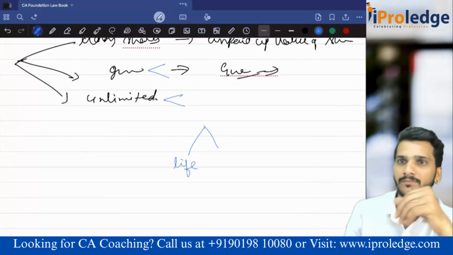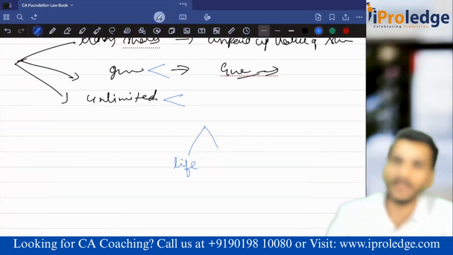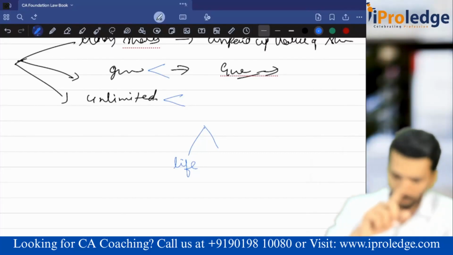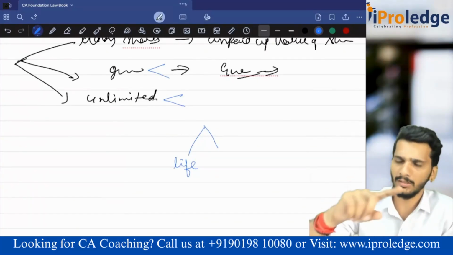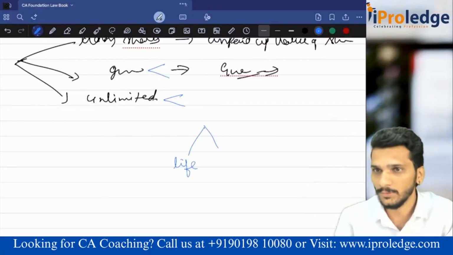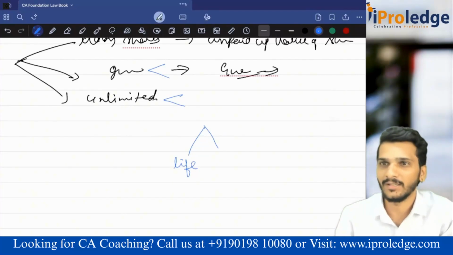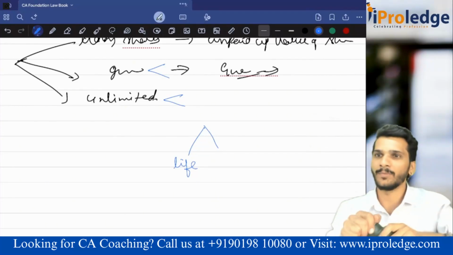Will they invest the full guarantee amount? No, the guarantee amount will not be invested in the company. The guaranteed amount can be called by the company only during the winding up of the company. During the life of the company it cannot be called. So then how will the company run? That is your question. Loan, or maybe it can issue shares, something like that. Guarantee money cannot be called during the life of the company.